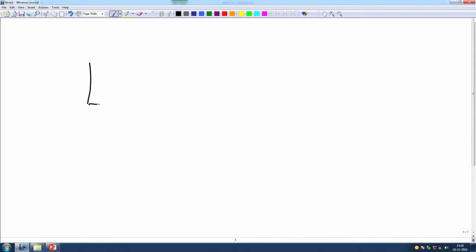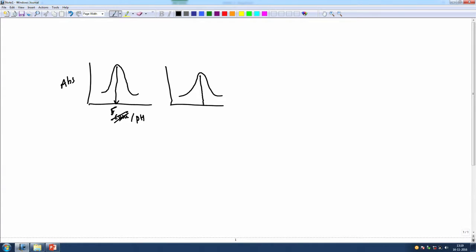So, if I plot absorbance versus concentration and pH, the substance may react to give maximum absorbance at, let us say, about pH 4 to 5. Another substance, if present, may also react, but it will give a maximum reaction product at pH 9.